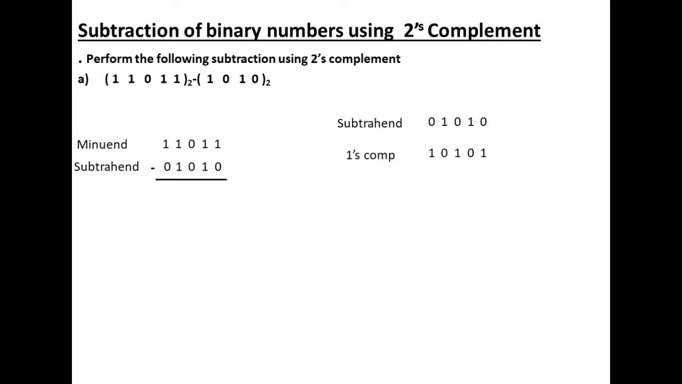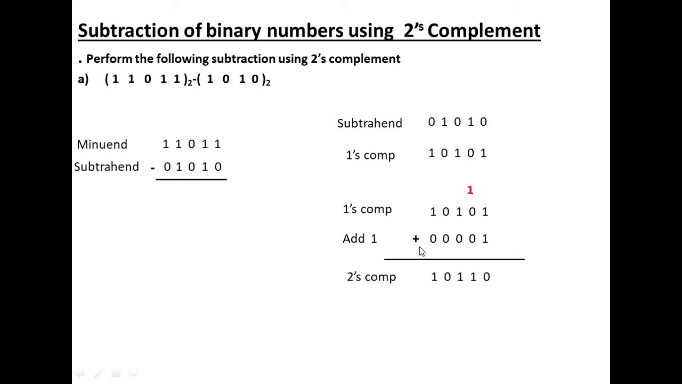The 1's complement is inverting the 0 into 1 and 1 into 0. We have found the 1's complement as 1 0 1 0 1, and then to find the 2's complement, we have to add 1 to the 1's complement. So after addition, we have got the result: 1 plus 1 is 0, carry 1. So 1 plus 0 will be equal to 1, 1 plus 0 is 1, 0 plus 0 is 0, 1 plus 0 is 1. So we have got the 2's complement of the subtrahend as 1 0 1 1 0.